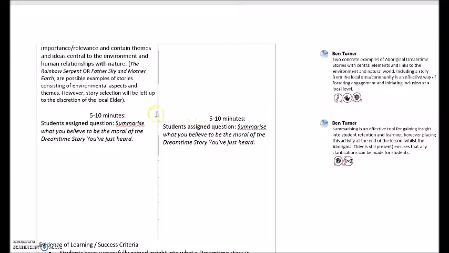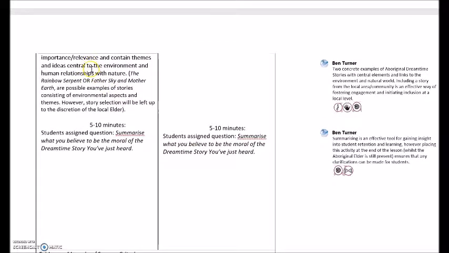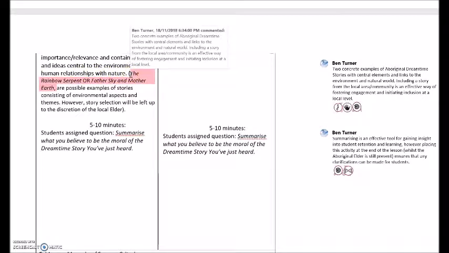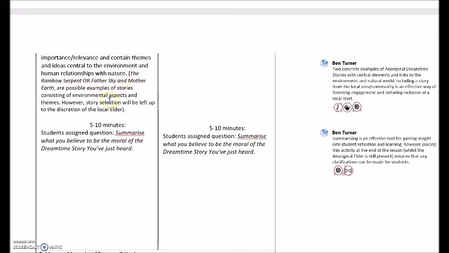The story that is to be discussed by the Aboriginal elder is going to be requested to have themes around nature and the human relationship with nature and the environment. Two such stories may consist of the Rainbow Serpent or Father Sky and Mother Earth. However, story selection will be left up to the discretion of the local elder.